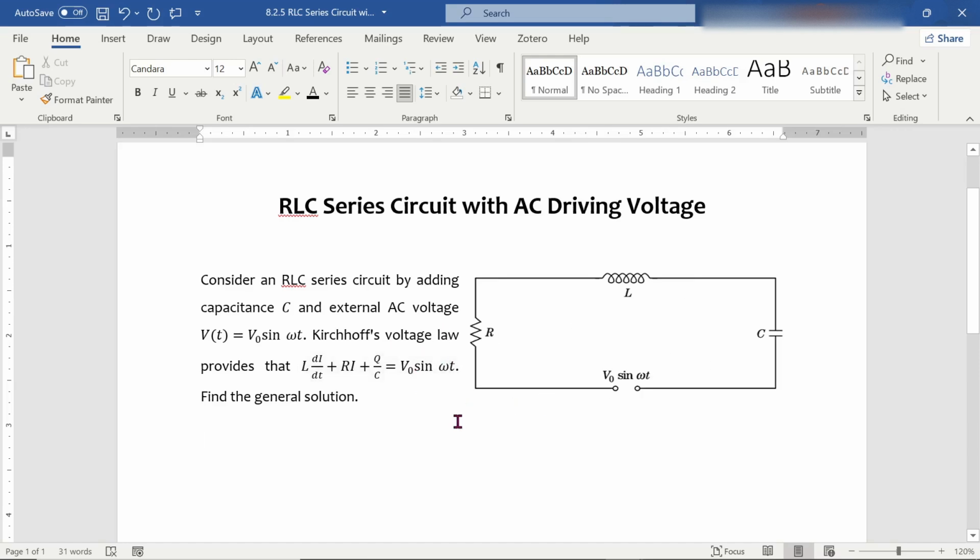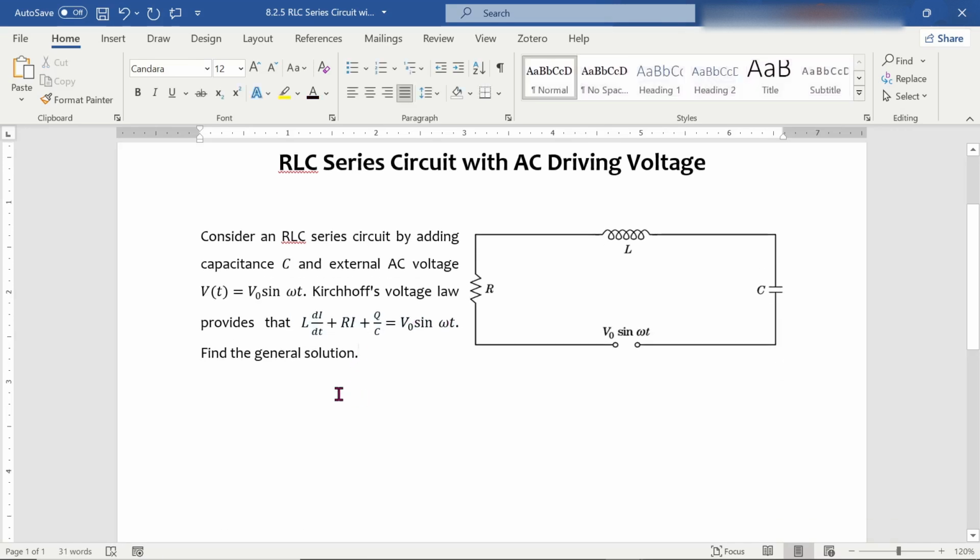And as we know, by applying Kirchhoff's voltage law, we have this general form of the ordinary differential equation that is derived from this circuit, and it's given by this equation. So the problem is to find the general solution. This is actually quite long because in problems like this, it includes the finding of the homogeneous solution of our ODE and the particular solution. So anyway, let's start to solve this problem.